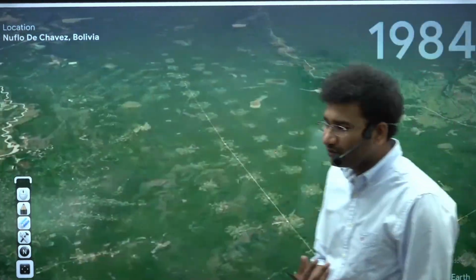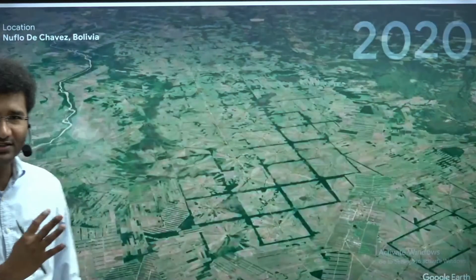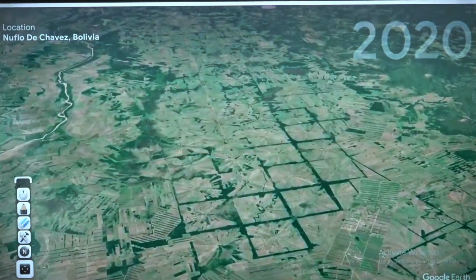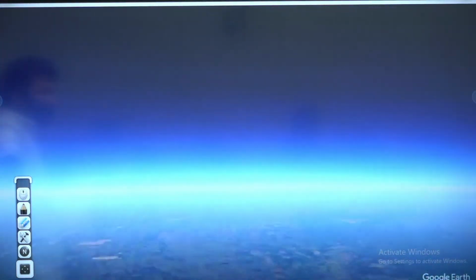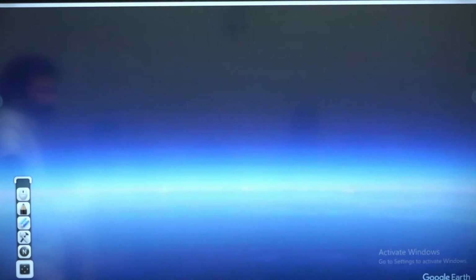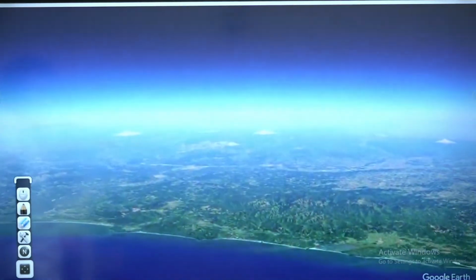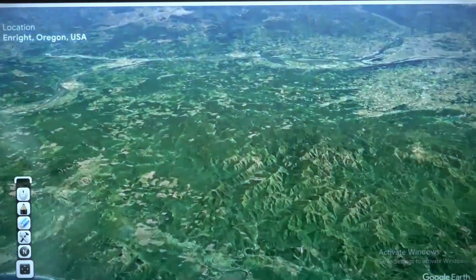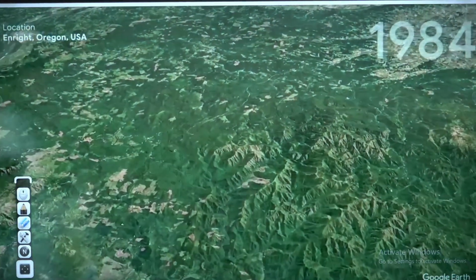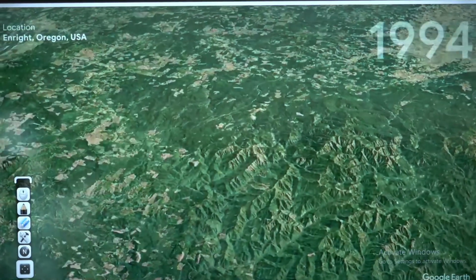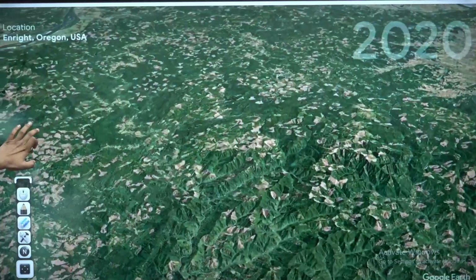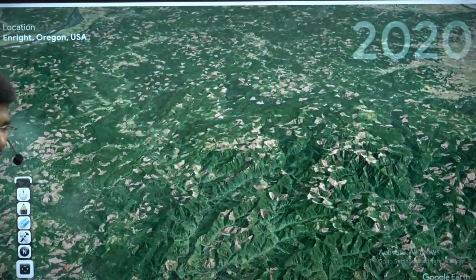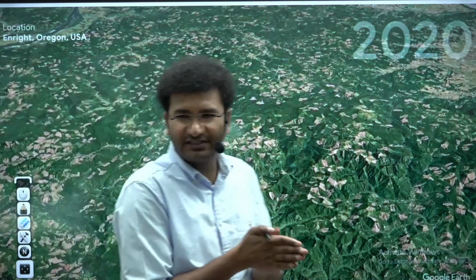Now, I want this session to be a little interactive in nature. Just watch it online. Please comment here. So, what are the changes that you got to see in this? One is deforestation. Now, let's go to the next city. Here, for example, see, this is Oregon in the USA. In the year 1984, this is how the coverage of the forest was, and today you got to see the settlements here. Now, what changes did you see here? What are the major changes that you got to see?